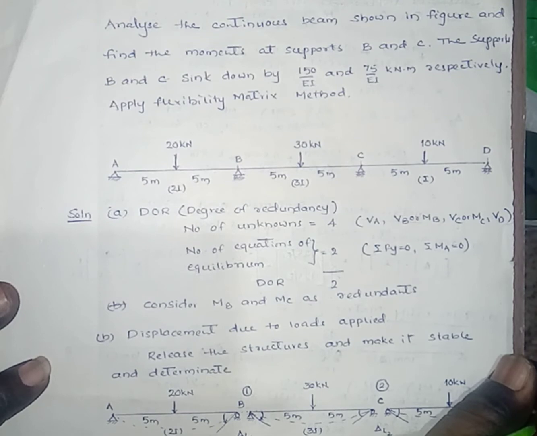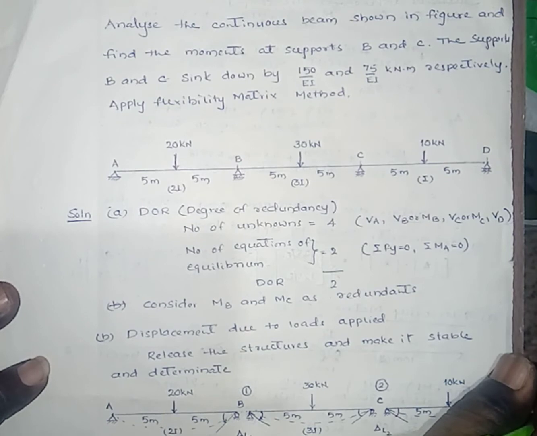Number of available equations of equilibrium: one is summation of V equals 0 and one is summation of M equals 0. Therefore, the degree of redundancy is 4 minus 2, that is 2. Here you may consider any 2 convenient unknowns as the redundants. Now we'll consider MB and MC as the redundants in the above figure.